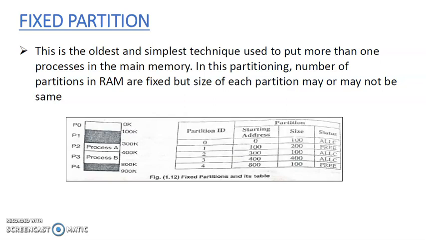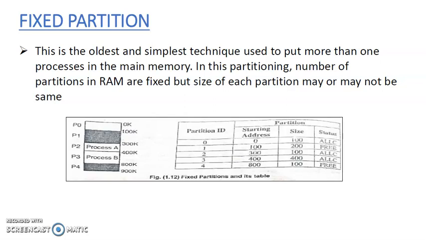You can see in the diagram below there are processes P0 to P4, that is, 5 processes available, and the starting address is from 0k. The first one, P0, starts from 0 to 100k and its status is allocated. Then the second one, P1, starts from 100k to 300k, which means its total size is 200k, and it is a free block.